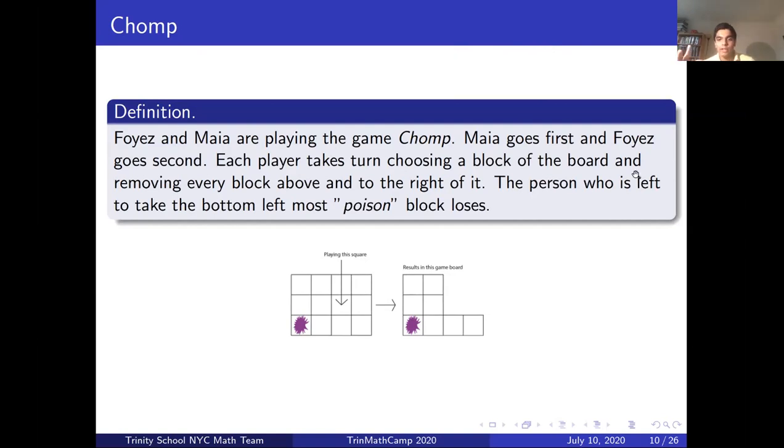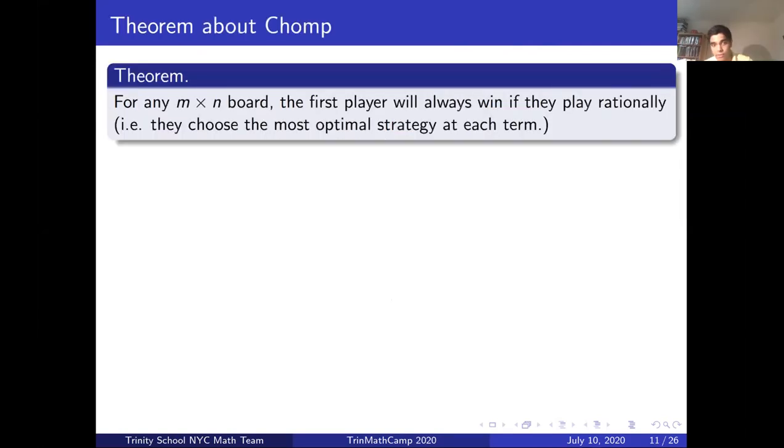So yeah, I hope you guys understand this game because it'll be important that you understand how we're playing it. And so we have the following theorem about chomp. We say that for any m by n board, so any rectangular grid that we're playing on, the first player will always win if they play rationally. Or in other terms, they choose the most optimal strategy at each turn.